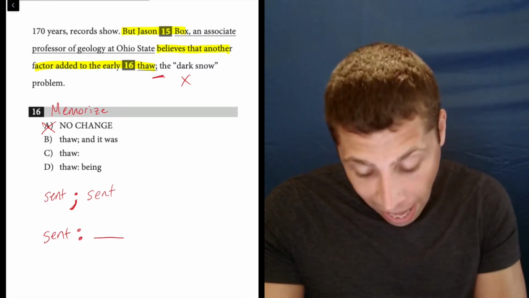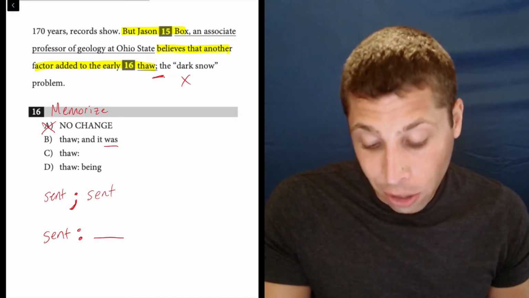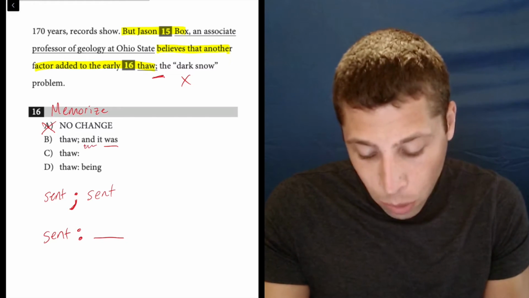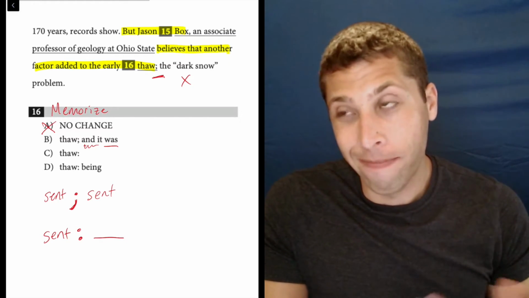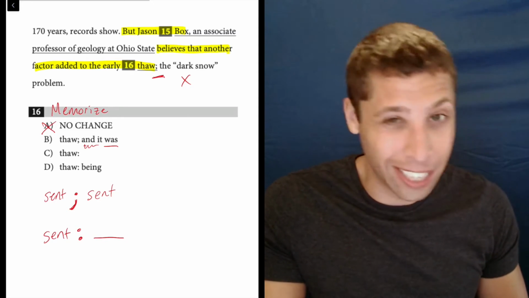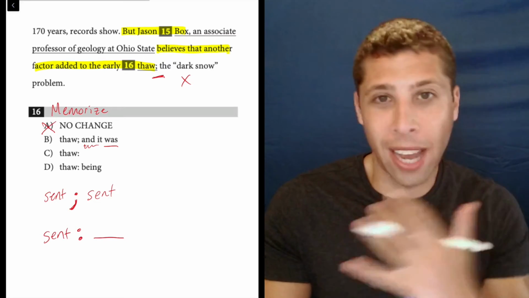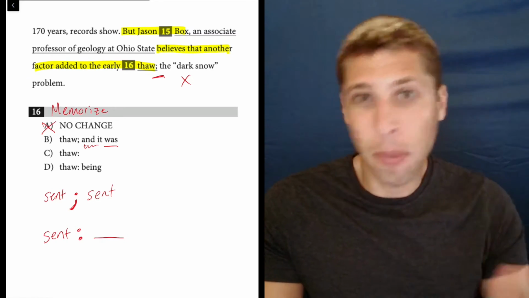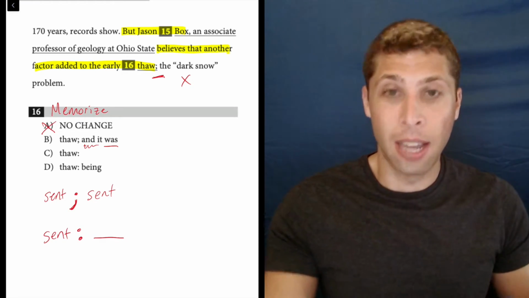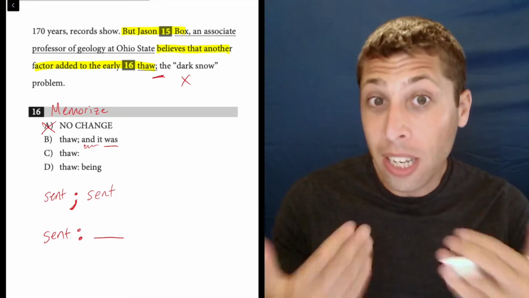And B gets closer. It does add in a verb with the word was. "And it was the dark snow problem." The issue here is just the weirdness of it. Maybe this is grammatically correct in a way because it is a sentence, but "and" is a word that we use to connect two sentences, and a semicolon is a punctuation mark that we use to connect two sentences. So both of them are doing the same job, so there's no need for both of them.